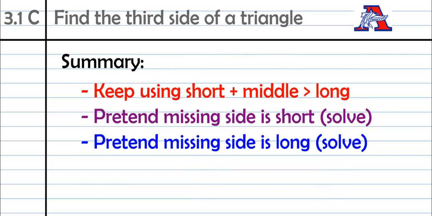All right, so in summary on this one, keep using short plus middle is greater than long. And then those two things that I kind of kept saying, pretend the missing side is short and solve, and then pretend the missing side is long and solve. And if you do that without making any algebra errors, you'll be just fine.